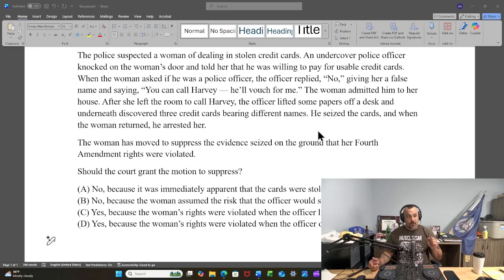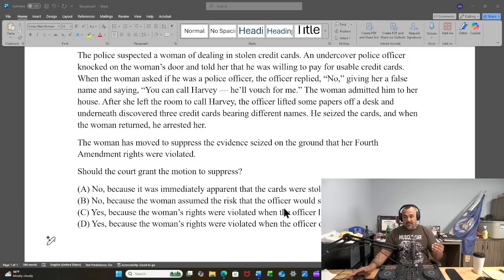So therefore we know that she did not assume the risk. She didn't assume the risk that he was going to go snooping around and lifting things up and find them. She only assumed the risk insofar as she allowed him into the room, and anything that he would have found actually in plain view would be fair game. But she did not assume the risk that he was going to go.